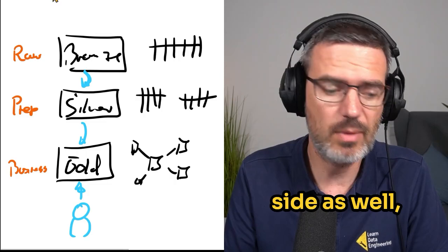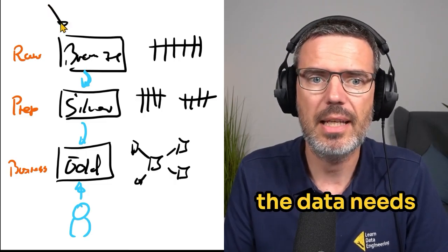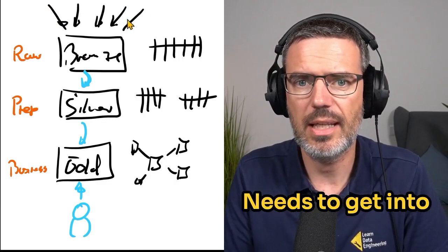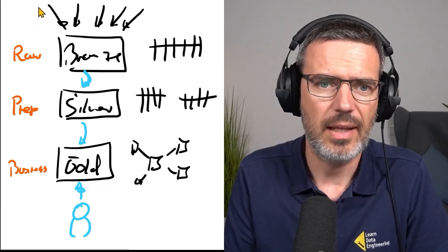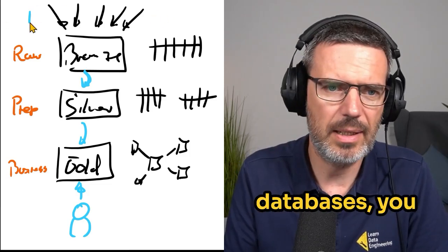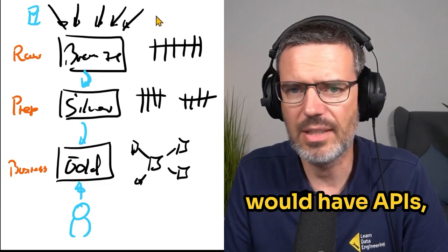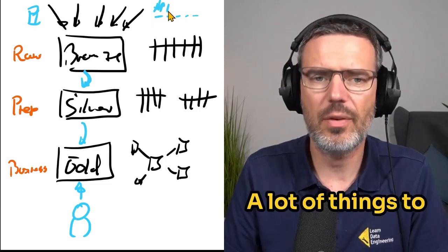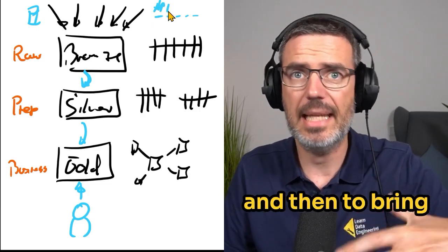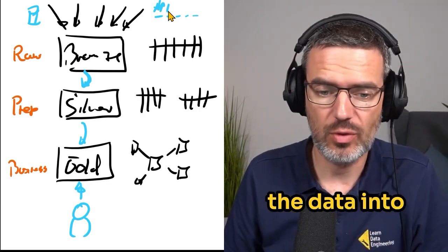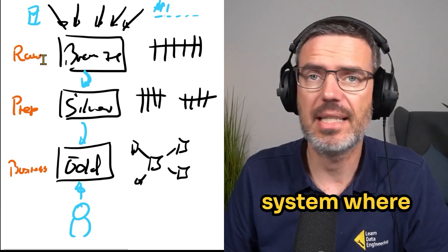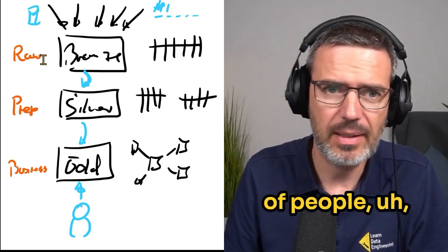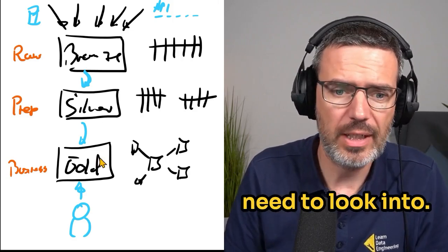But on the other side as well, somehow the data needs to get into this data store, right? It needs to get into the bronze layer. So you would have databases, you would have APIs, you would have message queues where the data is coming in. A lot of things to actually automate and then to bring the data into a system where the analyst then can actually work with. And that is the part where a lot of people need to look into.